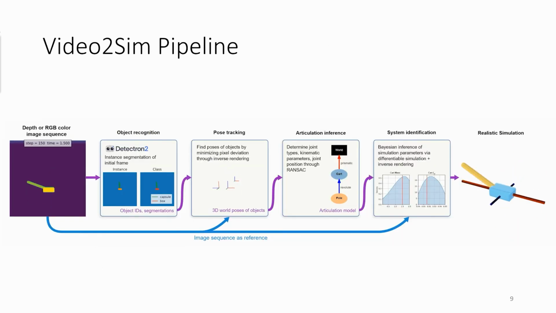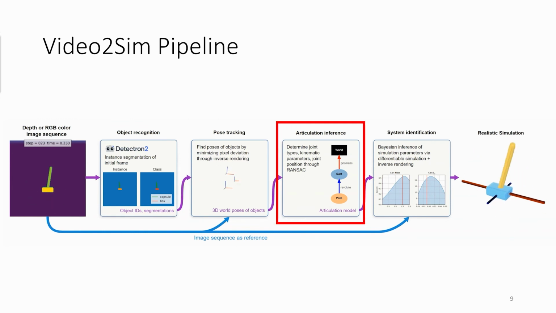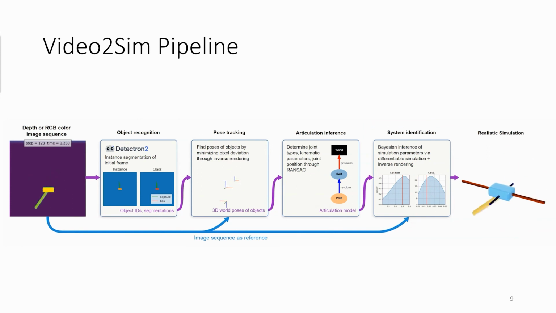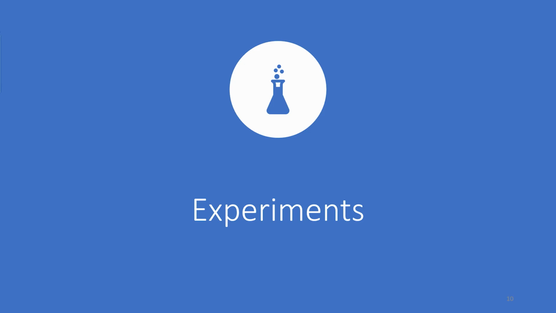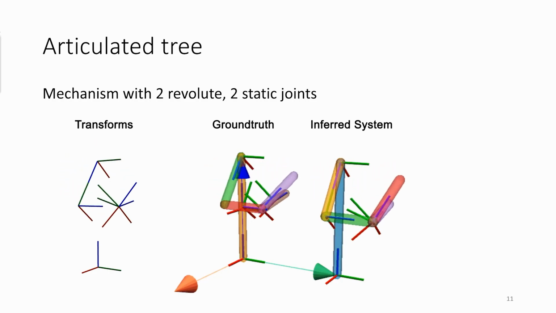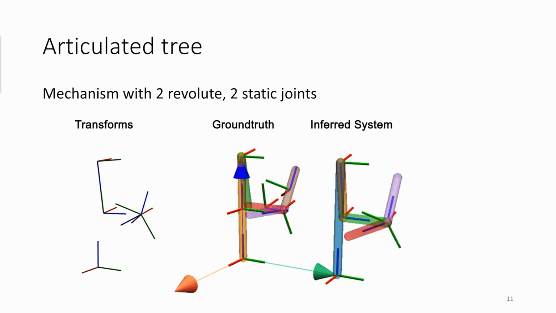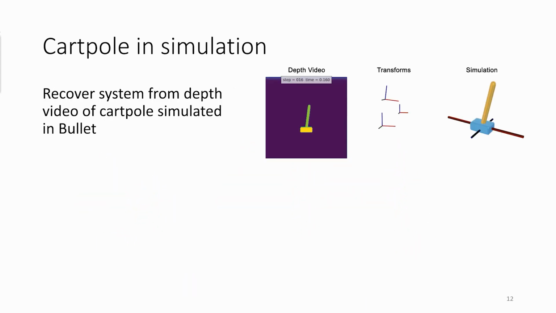Here we show the overall Video2Sim pipeline, which starts with an RGB or depth image sequence as input, identifies the objects in the video, tracks them in 3D, infers the mechanism's articulation and estimates the simulation parameters to yield a highly realistic physics model of the real system. In our first experiment, we infer the articulation of the mechanism consisting of two revolute and two static joints. Next, we find a physics model for a Cartpole simulated in the Bullet physics engine from which we recorded a depth video.